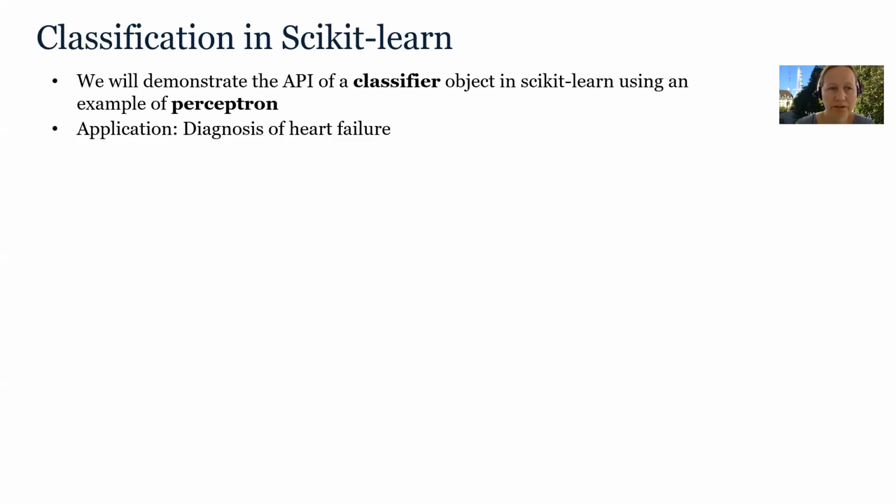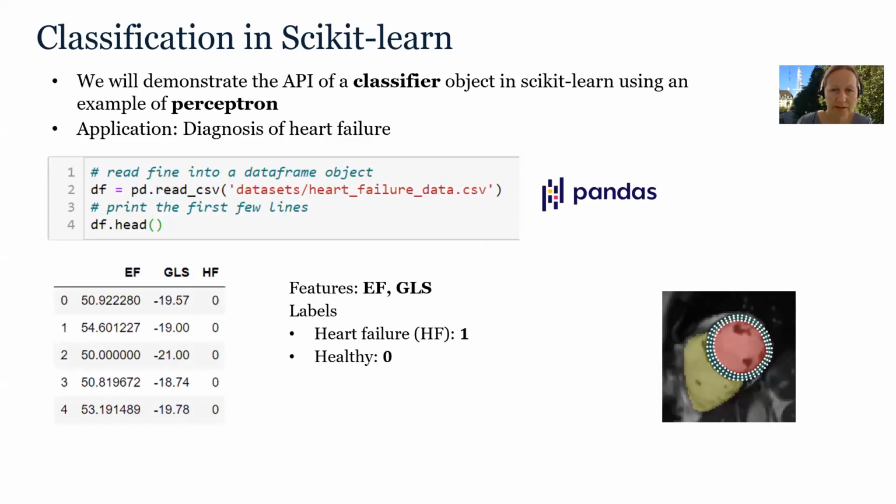Now we will demonstrate the application interface of a classifier object in scikit-learn. We will train a perceptron classifier to diagnose heart failure. This is a classification example that you've seen in the first part of the lecture. When we load and display the dataset, you can see that in the first two columns, we have the features, ejection fraction, and global longitudinal strain. And in the last column, we have a label with 0 corresponding to healthy volunteers and 1 to heart failure patients.